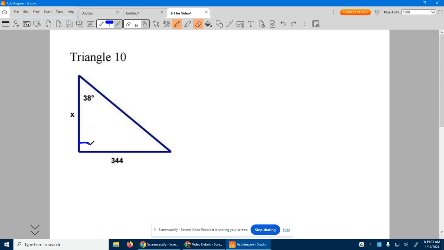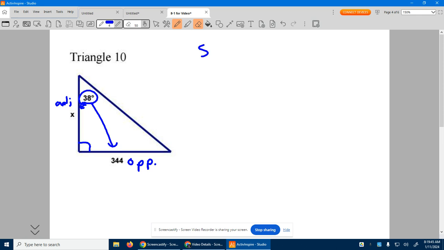Now, here's our right triangle. We have our hypotenuse across from the right angle. But again, we're not even using that because there's no measurement. We're using the x and the 344. So 38 is right here. So across from that is 344. So 344 is going to be our opposite measurement. And right here beside the 38, that will be our adjacent.